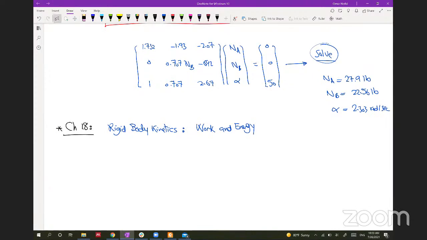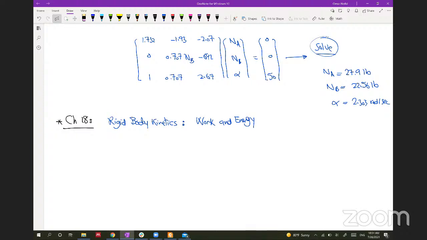Okay, so for the work and energy, actually, it's almost similar to the particles. So let's see how similar it is. If we want to get the work exerted by a rigid body, let's see what we have here. Number one, work done by variable force.